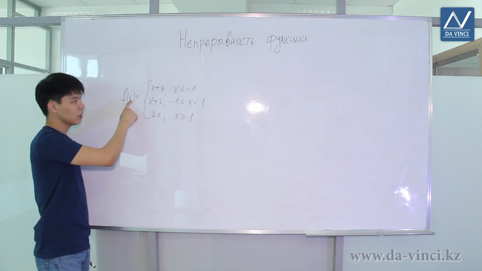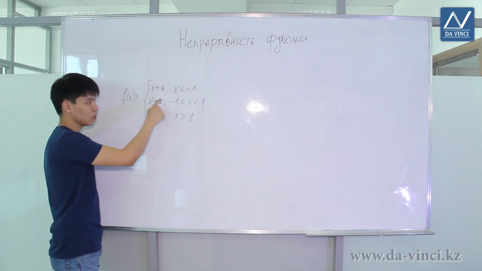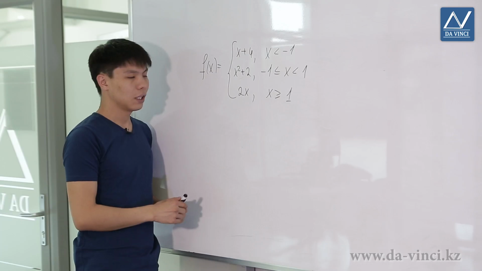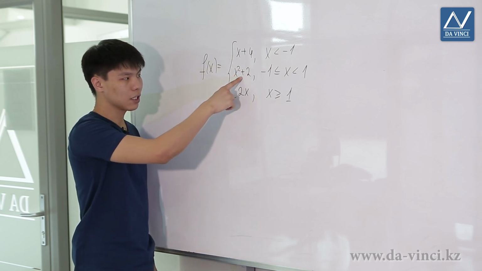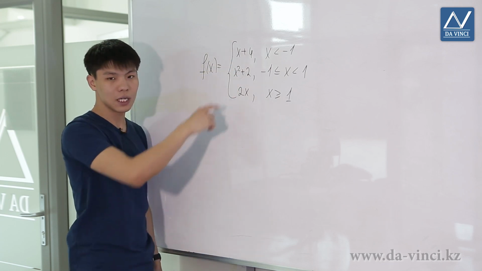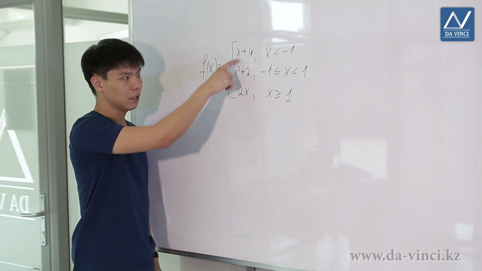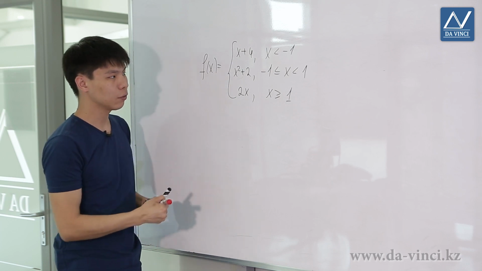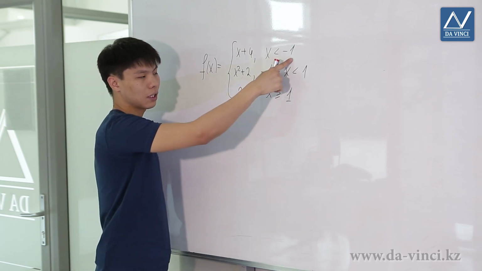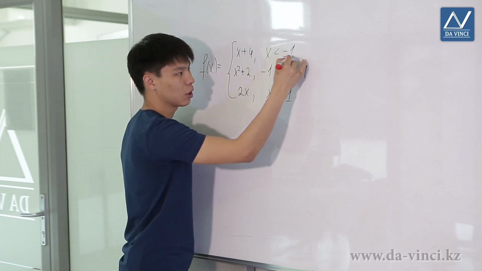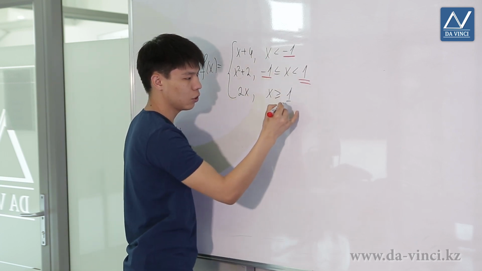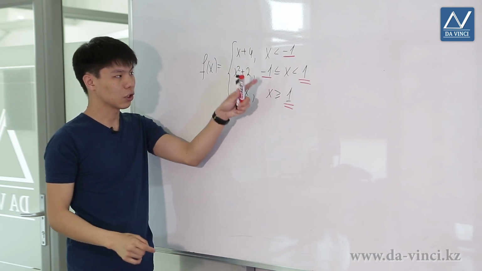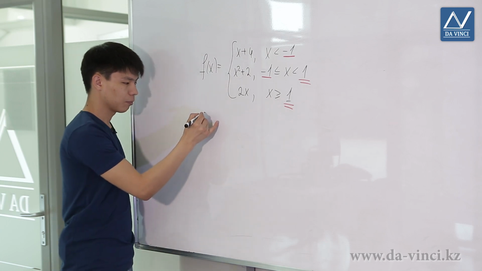To draw a graph of such a function, we must draw a graph of each corresponding function on a given area. Let's examine this function for continuity. Obviously, the functions x plus 4, x squared plus 2, and 2x are themselves continuous. Remember their graphs. They are continuous lines. Accordingly, in the function f of x, discontinuities can occur at points at which the given sections join, namely at the point -1 and at the point 1. This function should be examined for discontinuities at these points. Let's start with the point -1.